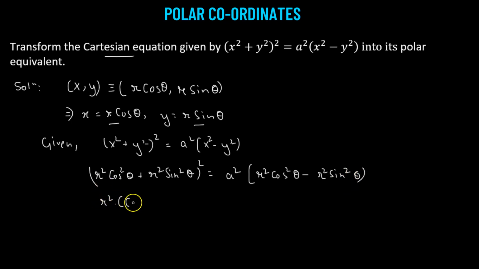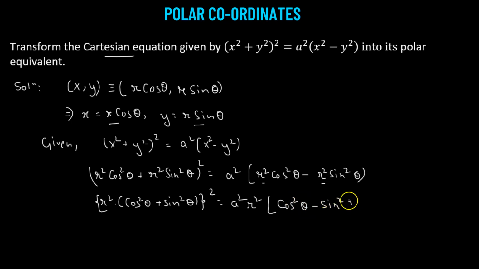So r squared will get multiplied to (cosine squared theta plus sine squared theta) whole squared. So this will be equals to a squared. So we're going to pull out r squared because that's a common factor. So we have a squared r squared that will get multiplied to (cosine squared theta minus sine squared theta).